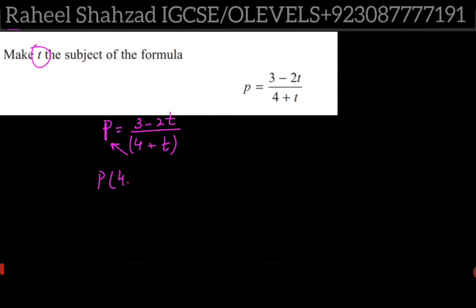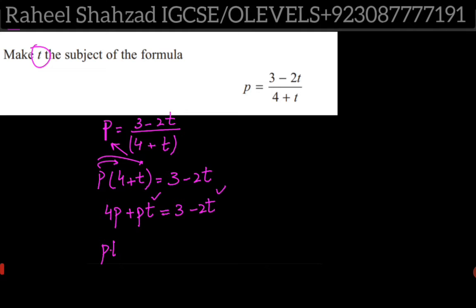It's p times 4 plus t is equal to 3 minus 2t. Okay, we are going to multiply it inside the brackets. So it is 4p plus pt is equal to 3 minus 2t. And what is the next step we need to do? We need to take t on one hand side. So it is going to be pt plus 2t is equal to 3 plus 4p.